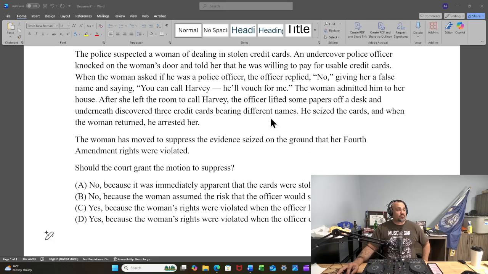But you want to take this chronologically. So the police suspect the woman. There's a reason why they suspect her for selling stolen credit cards. She deals in stolen credit cards. The undercover police officer knocks on the woman's door and tells her he was willing to pay for usable credit cards. The woman has it in her head that if she asks you if you're a cop, you've got to tell her the truth.